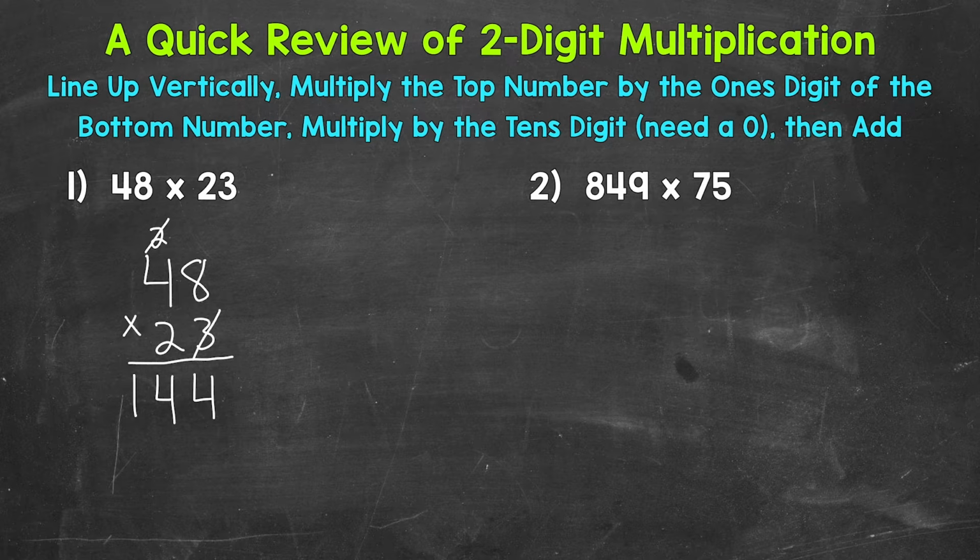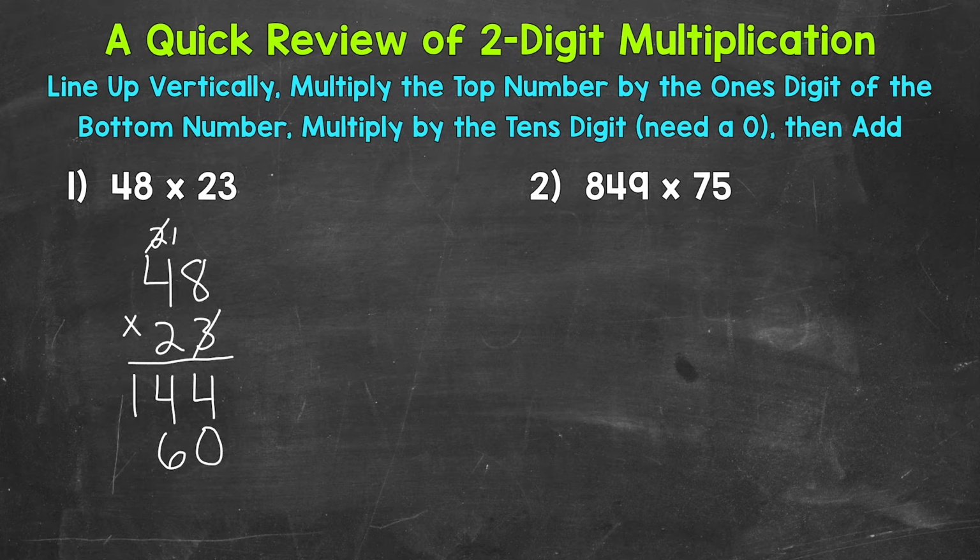Now we do need a 0 since we are moving over to the tens place, and that 2 has a value of 20. So we need to make sure we write a 0 here. Again, because we're moving over to the tens place and that 2 has a value of 20. Once we have that 0, we can do 2 times 8 and then 2 times 4. 2 times 8 is 16, so we write our 6 and then carry our 1.